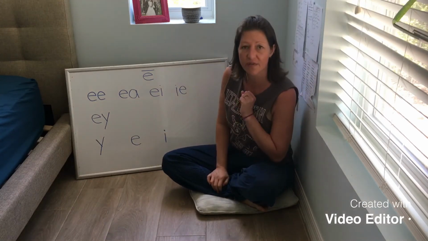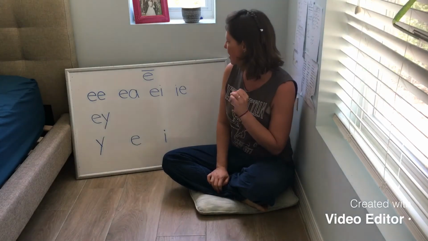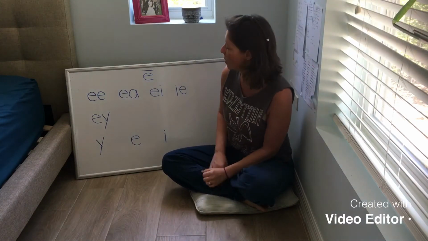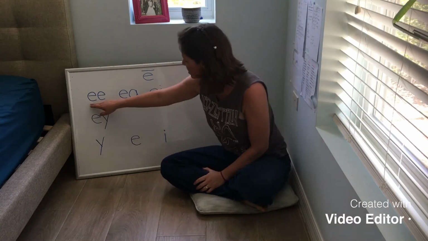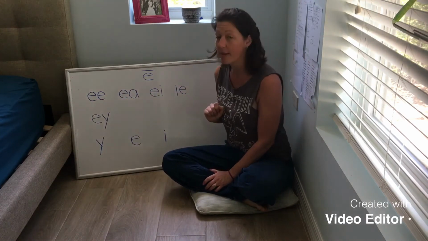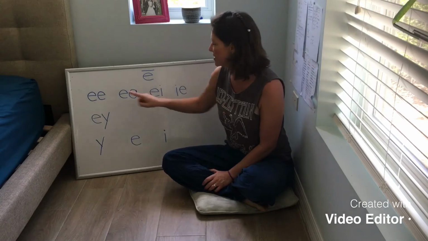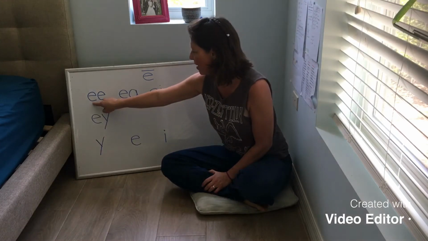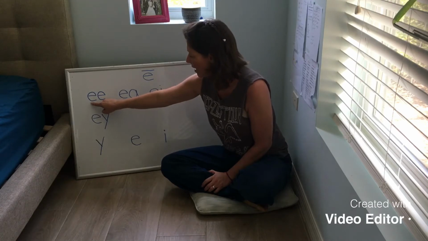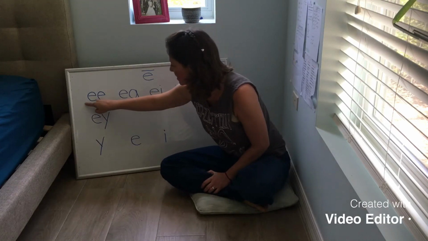I have a little trick for you. It's something that I've noticed, but it doesn't happen every time. Sometimes there's exceptions, but in most vowel teams, when you see two vowels in a row, they come together to make the sound that is the name of the first letter in the vowel team. So for example, EE says E.